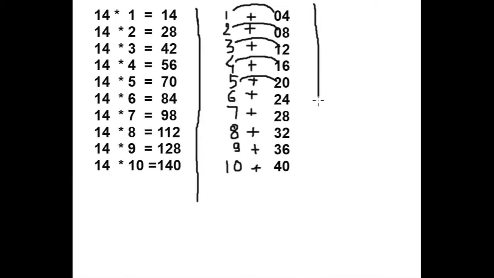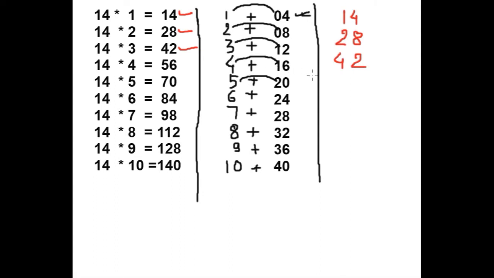So let's start. We will write the right side as it is. So 1 and 0, 1 plus 0 is 1, and right side is 4, we will write 4. 2 plus 0 is 2, and right side is 8. 3 plus 1 is 4, and right side is 2. Now you can see you are getting the 14 times table.